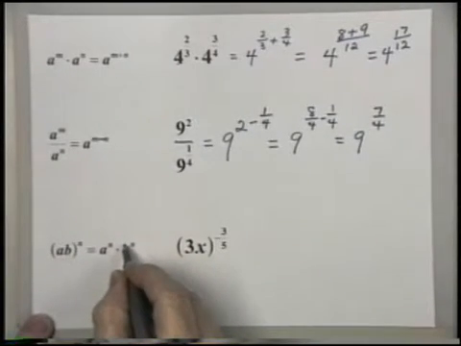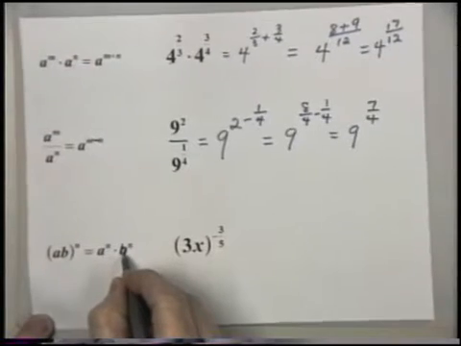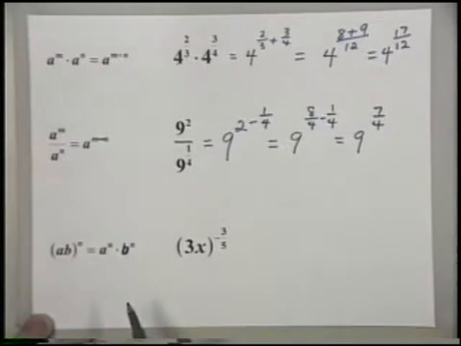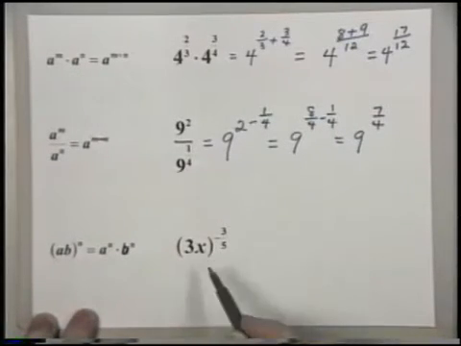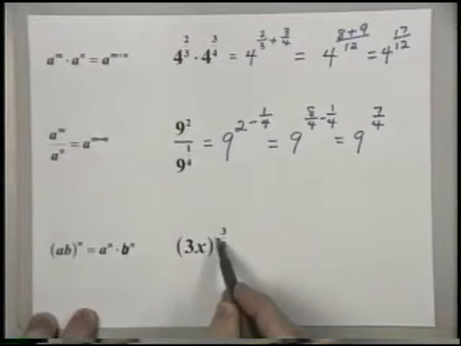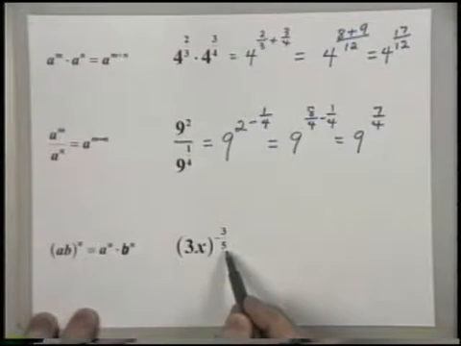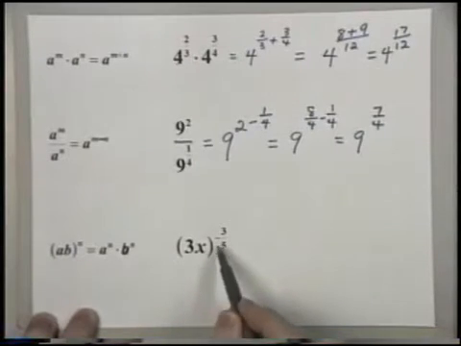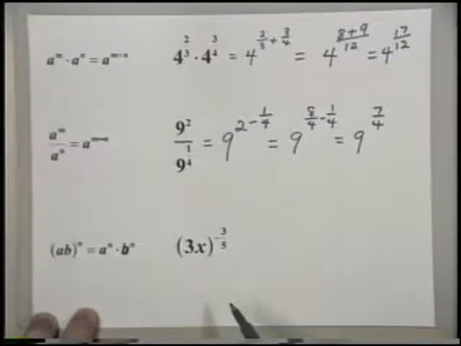I see a little mistake here. I'll just correct it. (ab) raised to the nth power is a to the nth times b to the nth, isn't it? And that's what we have over here. That's a product, and it's raised to a power. The power n here happens to be this negative rational number.